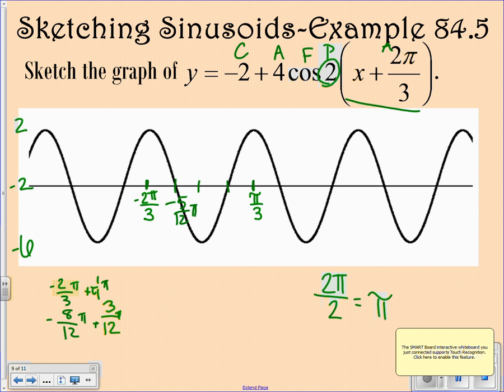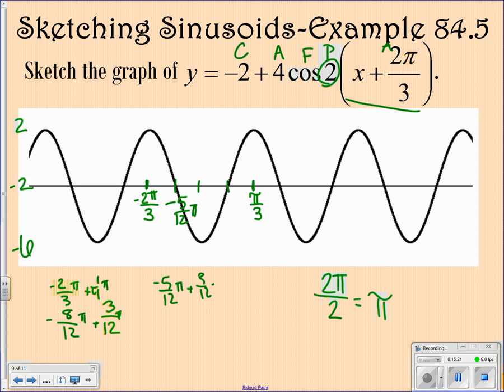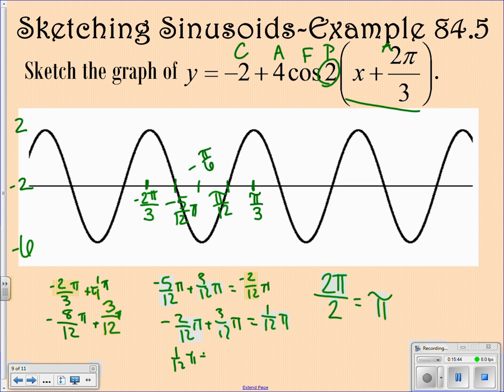And then we're going to add a fourth again, which is 3/12 pi. And we're going to get -2/12 pi, which is -pi/6. And then -2/12 pi plus 3/12 pi would be 1/12 pi. And if you added a fourth of a pi, which is 3/12 pi, you would get 4/12 pi, which is your pi/3 right here.